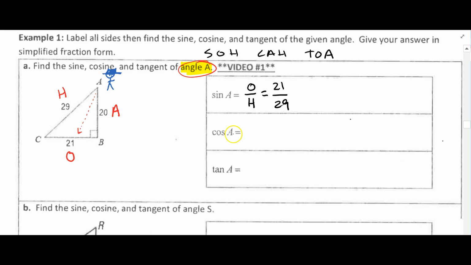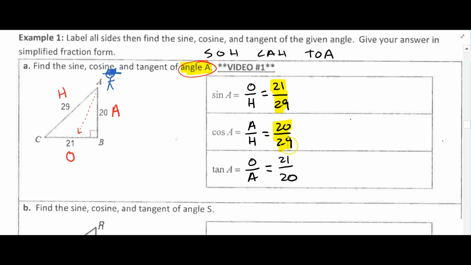All right, let's go ahead and do the cosine. The cosine is adjacent over hypotenuse, so A over H. I've got my adjacent side labeled 20. My hypotenuse stays 29, so my cosine of angle A is 20 over 29. Moving on to the tangent, tangent is opposite over adjacent. My opposite side is 21. My adjacent side is 20. So these are my three trig ratios.